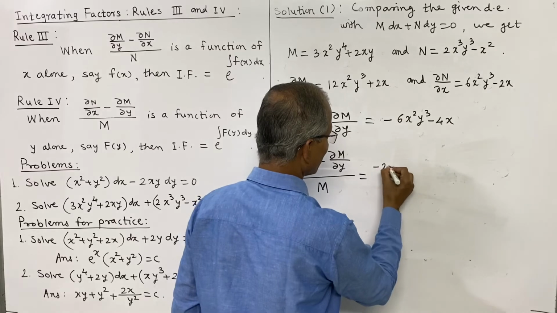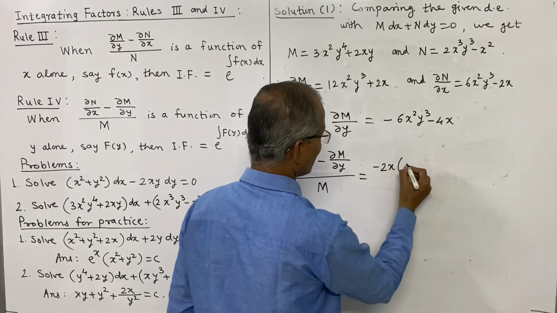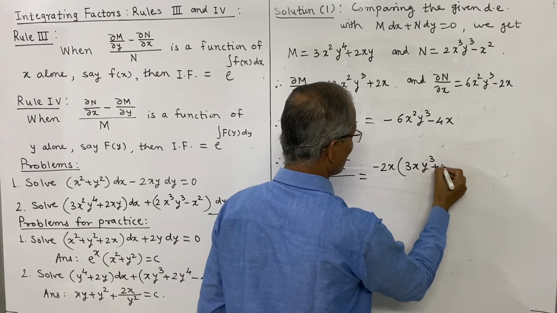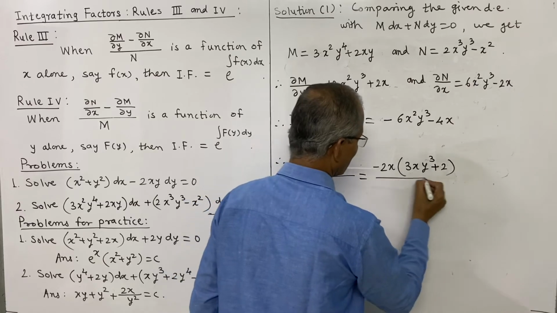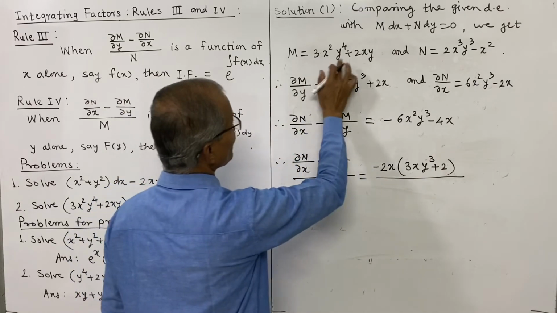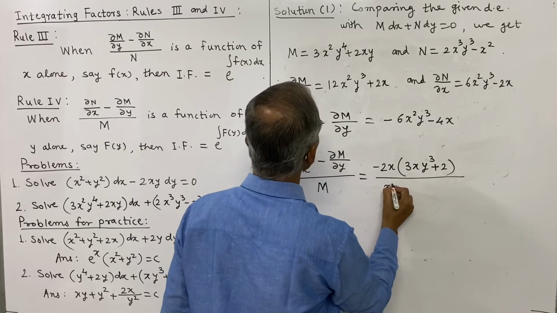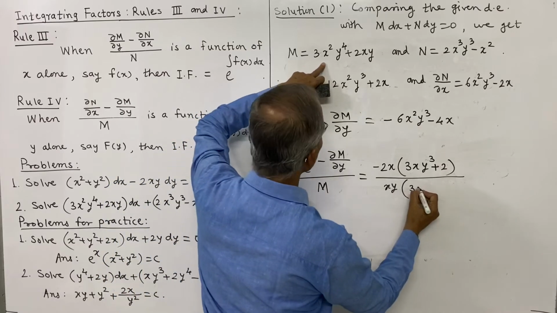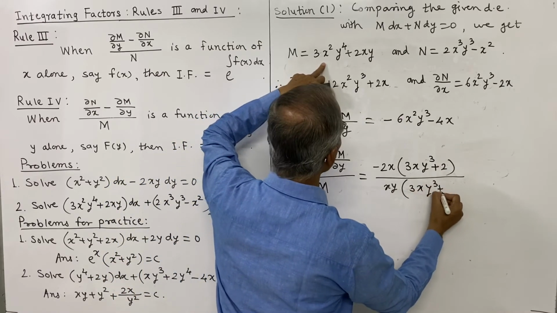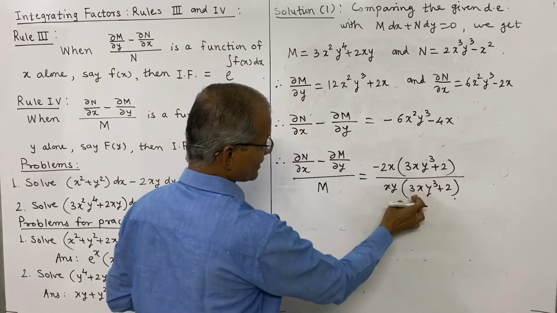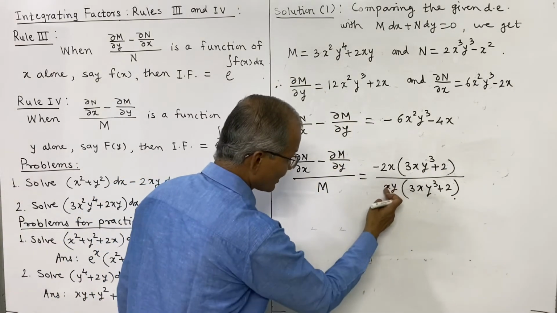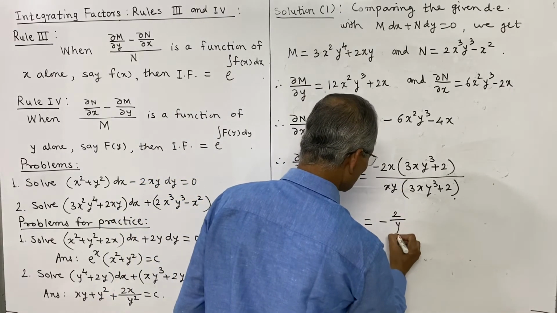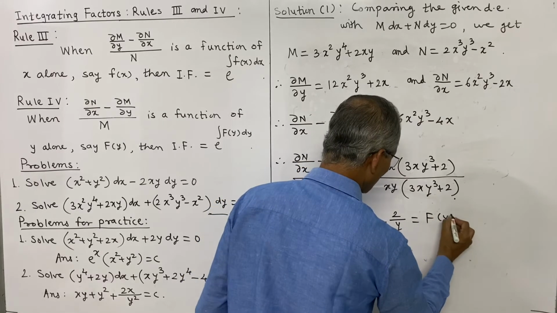This minus 2x can be taken common from this, and what remains in the bracket is 3xy³ plus 2. From m also I shall take xy common, and in the bracket it remains 3xy³ plus 2, so this bracket cancels, and one term of x cancels here, and therefore what remains is minus 2 upon y. This is a function of y.